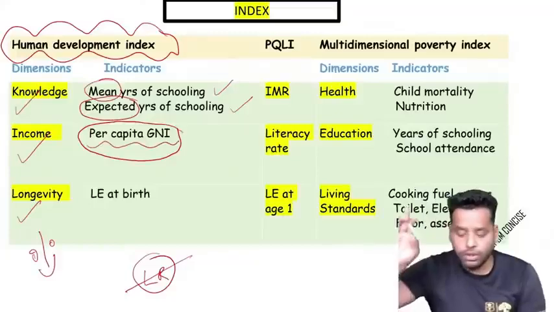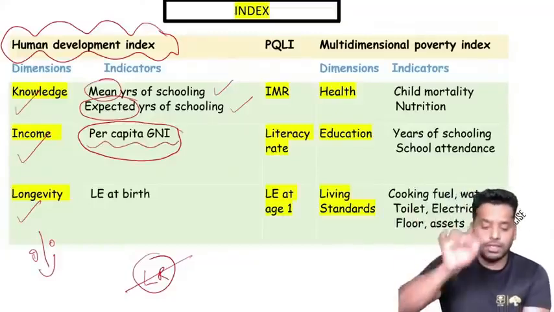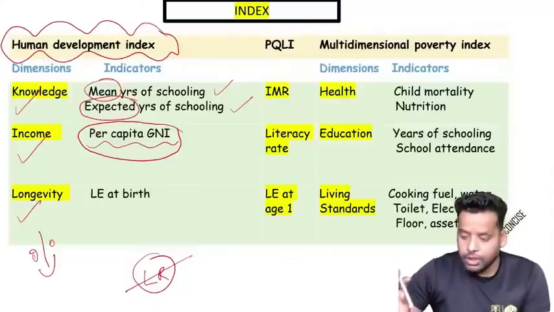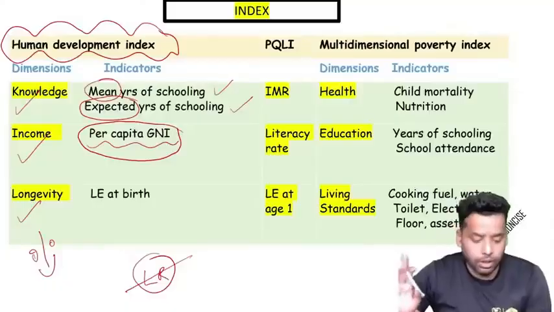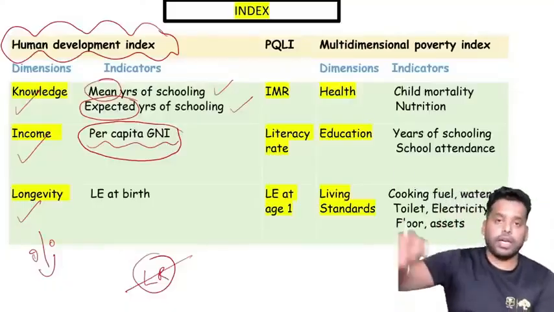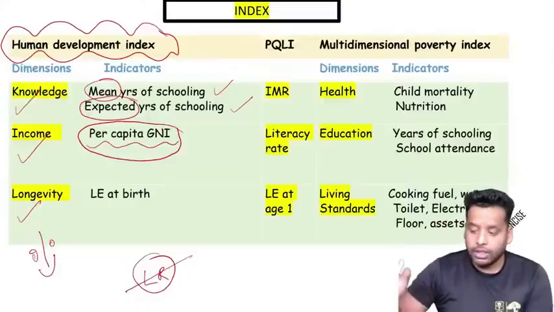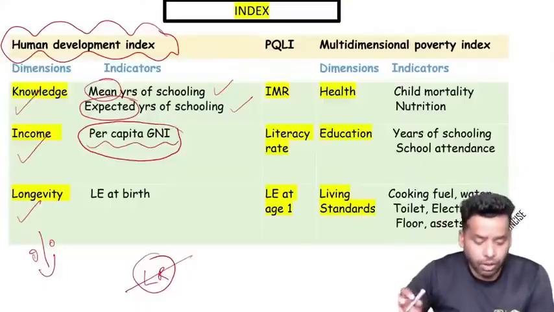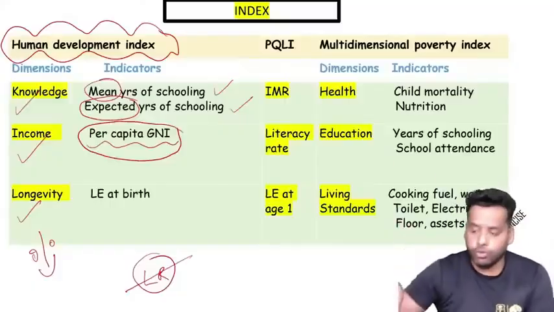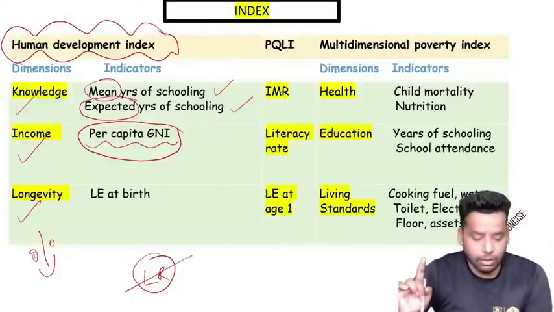Tell me true or false. Per capita gross national income is used as an income indicator. True statement, yes. Important. Gross national income means whatever the extra help we get from foreign countries is also included, along with what we produce, GDP.